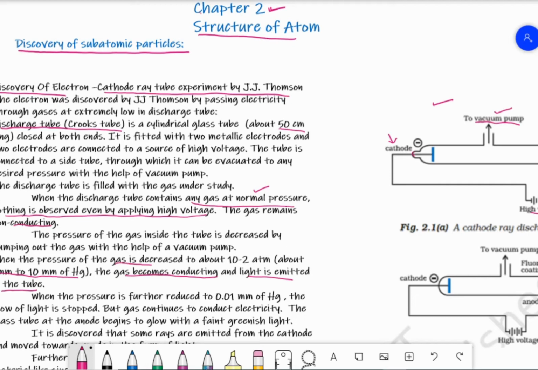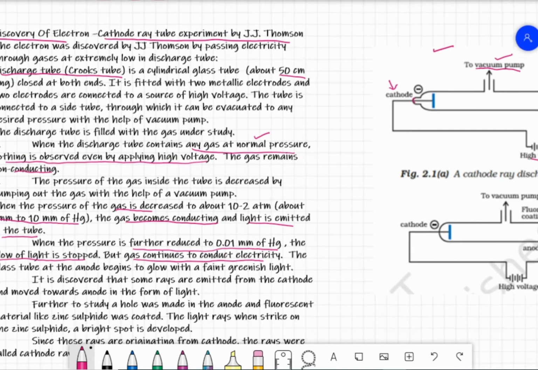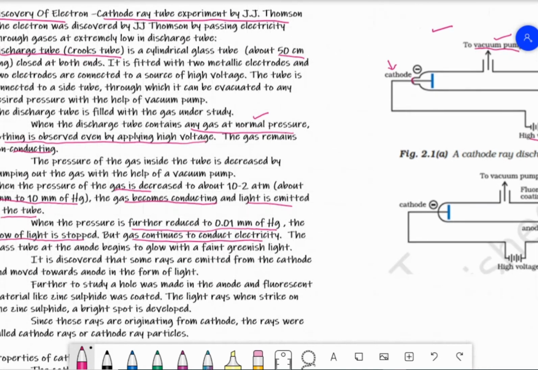When the pressure is further reduced to 0.01 millimeters of mercury, the glow of the light stops, but the gas continues to conduct electricity. The glass tube at the anode begins to glow with a faint greenish light.